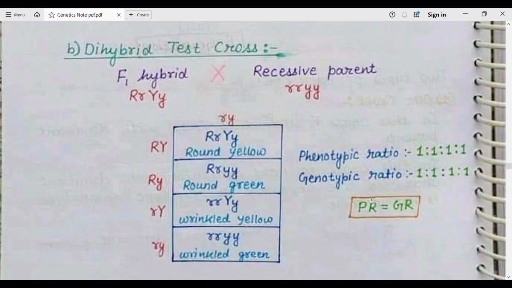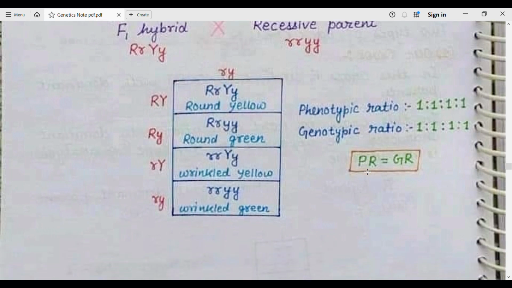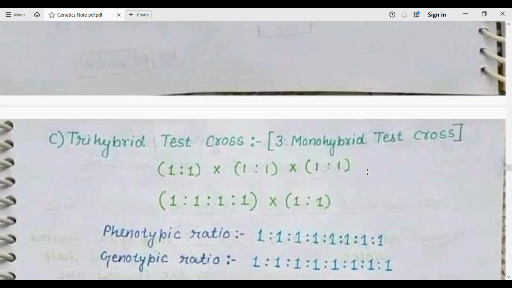What is dihybrid test cross? The crossing of the F1 individual of two traits, following Mendel's law of independent assortment, with their homozygous recessive parent. So you see in the checkerboard four different types of phenotypes and genotypes are produced. One is round yellow, the others are round green, wrinkled yellow and wrinkled green. So the phenotypic ratio is 1:1:1:1, while the genotypic ratio is also the same. So we conclude that the phenotypic ratio in case of dihybrid test cross is equal to the genotypic ratio, they are the same. Then what is trihybrid test cross?